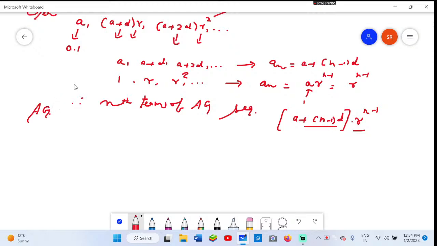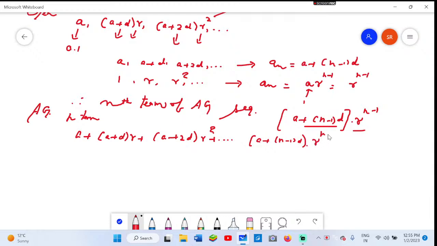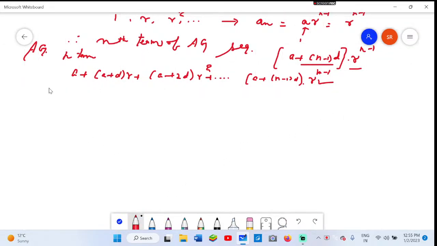Series means we are connecting terms by the sign of plus, minus or both. An AG series with n terms will be a plus d into r plus a plus 2d into r square, and so on up to a plus (n minus 1) into d into r raised to power n minus 1. This becomes an AG series with n terms.